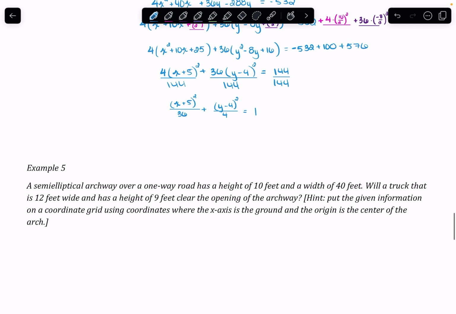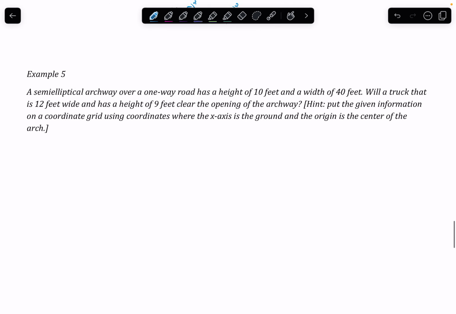Example 5. We've got to have some word problems in here, just a couple. A semi-elliptical archway over a one-way road has a height of 10 feet and a width of 40 feet. Will a truck that is 12 feet wide and has a height of 9 feet clear the opening in the archway? I gave you a hint. It says put the given information on a coordinate grid using coordinates where the x-axis is the ground and the origin is the center of the arch. All right, so let's get our picture drawn here.